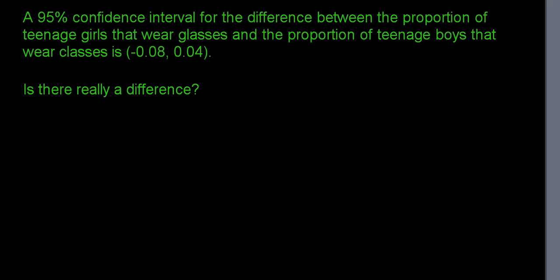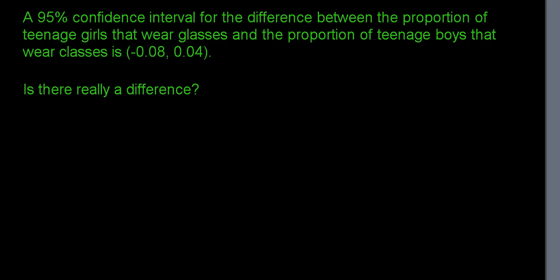Or I can look at that the other way around. Boys are 8% lower to 4% higher. The fact that this interval is negative on one side and positive on the other means that girls could be 8% more than boys in terms of wearing glasses, or girls could be 4% less than boys, because I'm doing girls minus boys. So you've got to make sure you truly understand how this interval works. Now, does this interval show that there is a significant difference between boys and girls? Well, no, it doesn't. Because this interval actually leads me to three conclusions.